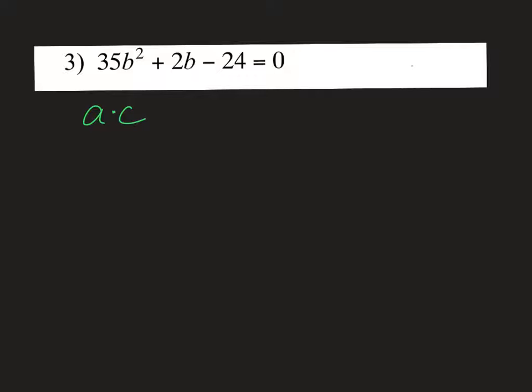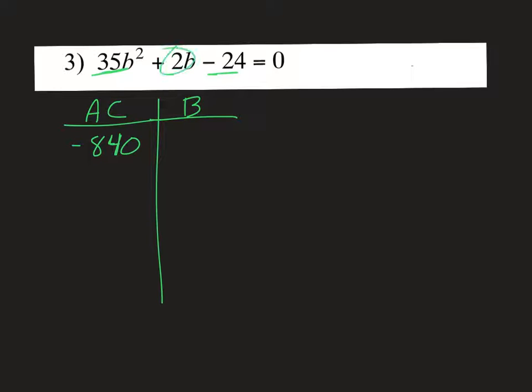So the first thing we need to do is multiply our A times our C. Remember, that'll be 35 times negative 24. So that is negative 840. So A times C is negative 840. So remember, we have to figure out, what do we multiply to get A times C that will add to get B? And in this case, B is 2. So what will multiply to get negative 840 that will add to get 2?